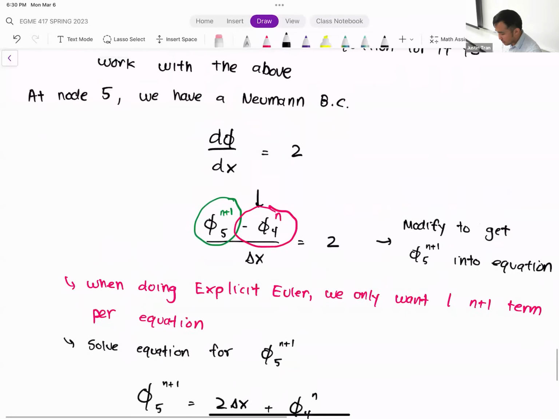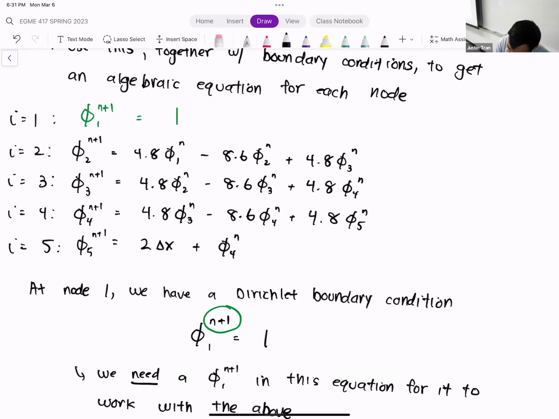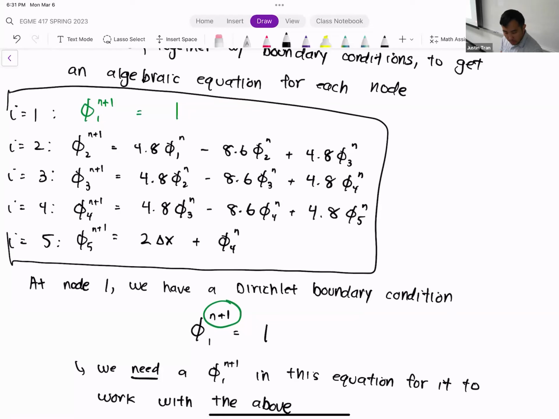And so let's fit that back into our system up here. And so our final equation, phi 5 n plus 1 is equal to 2 delta x plus phi 4 at n. Okay. Oops, I should have made it a different color. And so that right there is our set of algebraic equations to execute this time marching scheme. All right, any questions on this? All right. And so now that we have these equations, the next step is to actually start to use them. Okay.